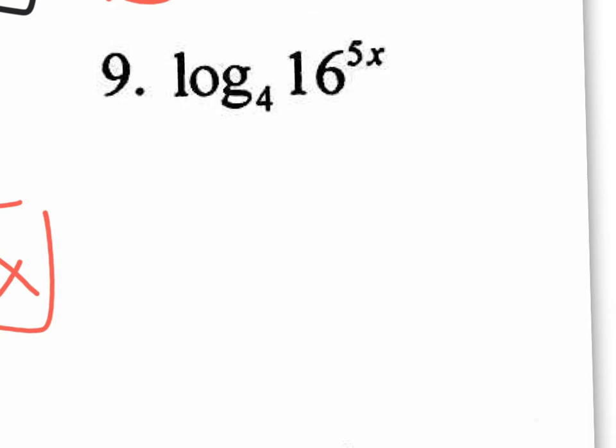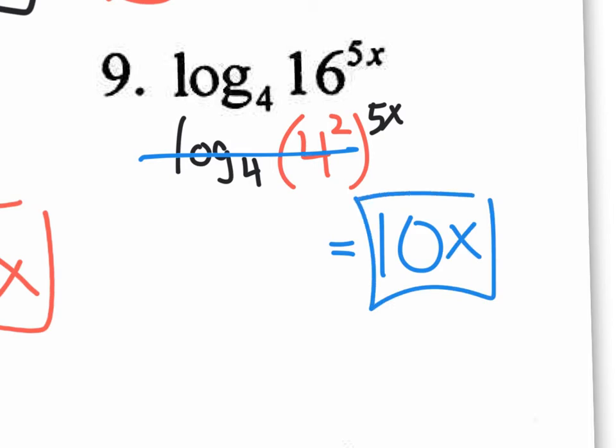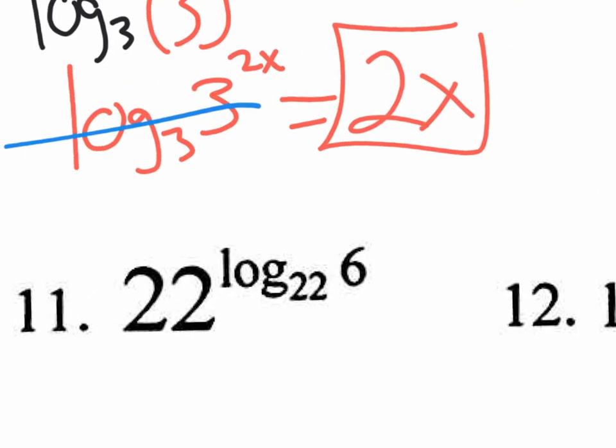It would be awesome if this 16 could be written as a 4, and it could. 4 squared works. So 16 is really 4 to the second, and I still have the outside 5x, and I could still bring down the log base 4. So what happens with the log base 4 of 4? I'm not going to show my work here, I'm just going to shortcut it, cancel that out, and remember, a power to a power you multiply, and that power comes down as a regular term now, and you get 10x as your final answer right there on number 9. Moving on to number 10.